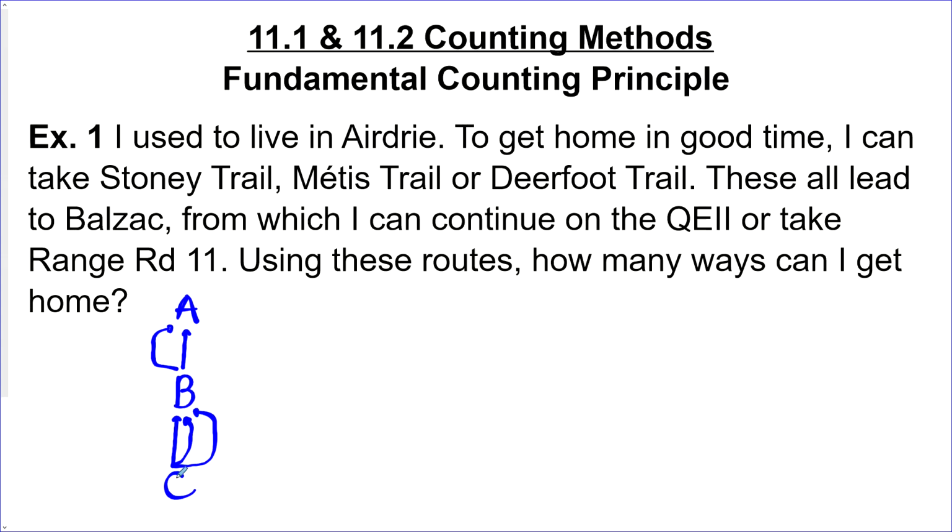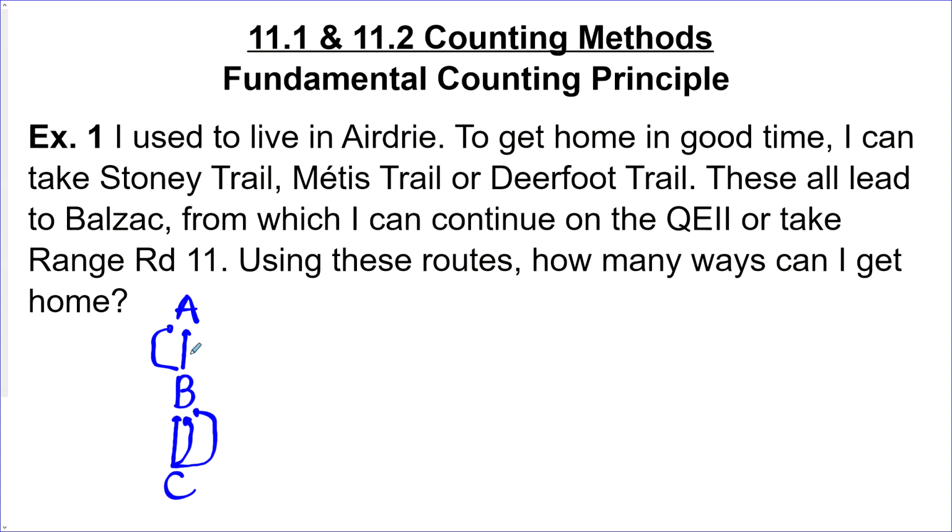We could count it up. Taking this first path, we've got 1, and then still on the first path, we've got 2. Second path, we've got 3, and second path, second option, we've got 4. And third path, 5 and 6. So you can see that there's 6 ways.